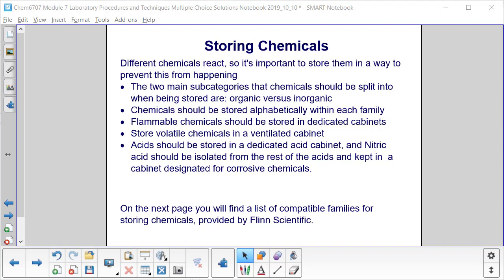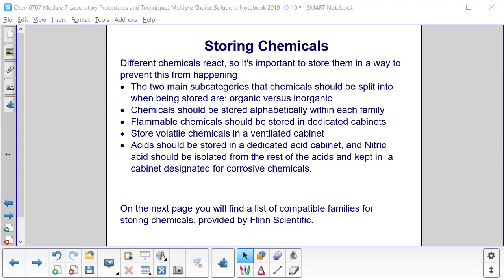Chemicals should be stored alphabetically within each family. Flammable chemicals should be stored in dedicated cabinets. We should store volatile chemicals in a ventilated cabinet. Acids should be stored in a dedicated acid cabinet, and nitric acid should be isolated from the rest of the acids and kept in a cabinet designated for corrosive chemicals.